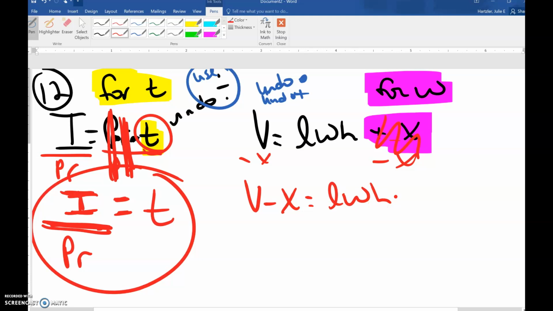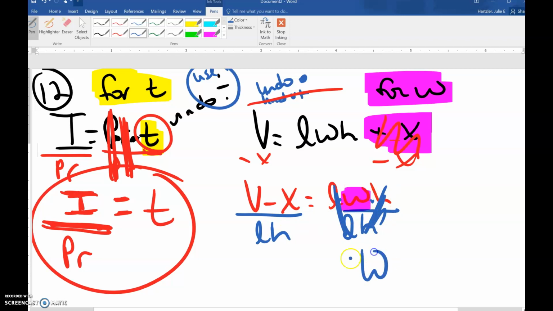And now I'm ready to undo the multiplying with division. So I'm going to divide both sides. And what do I want to get rid of? Well, I want to keep the w. So there's my w. That's what I want to keep. So L and H are getting multiplied, but I want to divide to get rid of them, L and H. So the L's cancel, the H cancels. So the width is equal to V minus X divided by length times height.